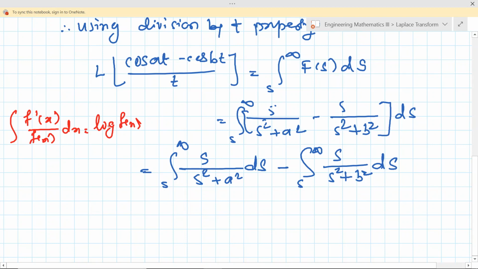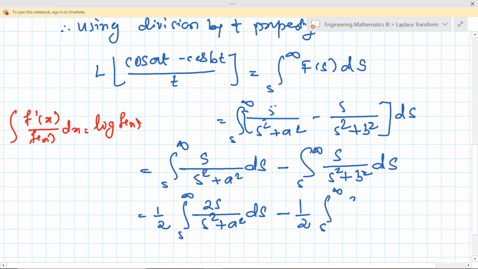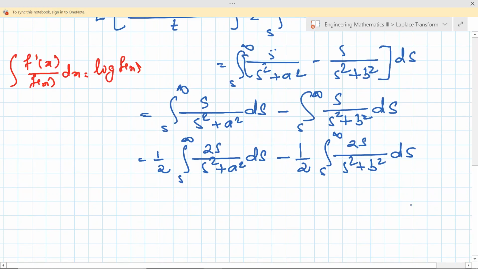So we need to adjust the derivative in the numerator. So what we will do here, we just adjust 2. This is 1 by 2 integration s to infinity 2s divided by s square plus a square ds minus again 1 by 2 integration s to infinity 2s upon s square plus b square ds. And now we'll get the derivative of the denominator in the numerator in both integrals.